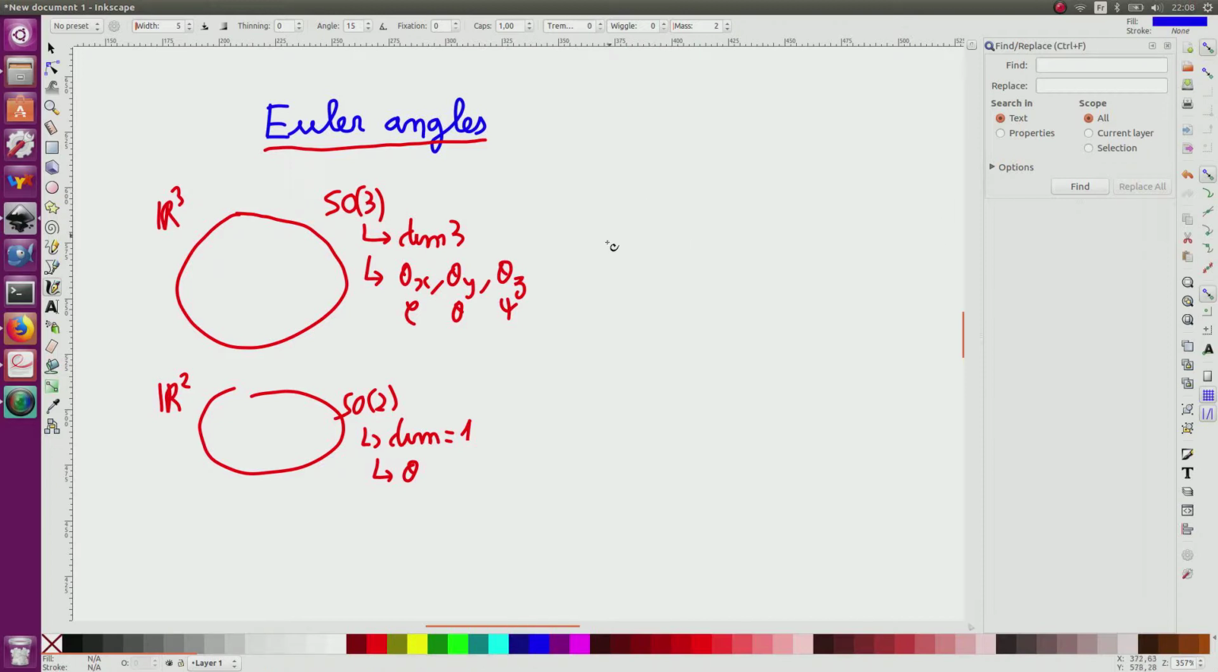If I now only consider R3, I have three axes, x, y, and z. Here the rotation with respect to x corresponds to phi, one of the Euler angles. Here theta, here psi, the heading.